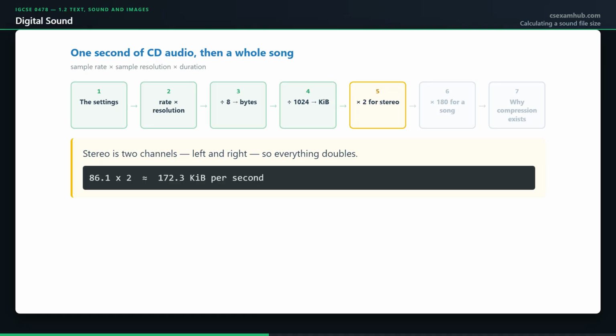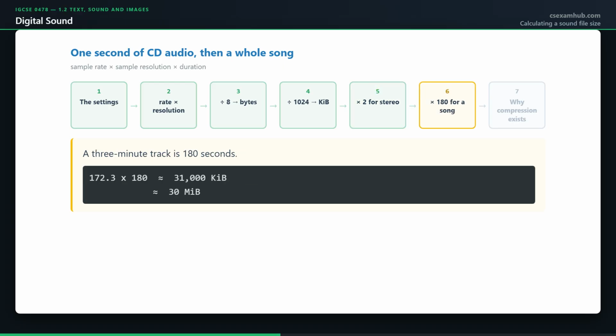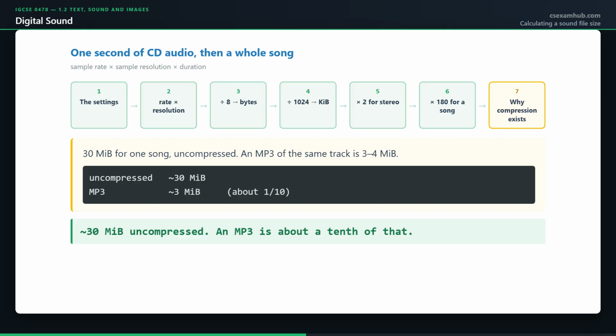Now the two things that scale it up. Stereo means two channels, left and right, so multiply by 2, about 172 kilobytes per second. And a 3-minute song is 180 seconds, so 172 times 180 gives roughly 31,000 kilobytes, which is about 30 megabytes. 30 megabytes for one uncompressed song, and that number is worth sitting with because it explains the entire existence of the next lesson. An MP3 of that same song is 3 or 4 megabytes, roughly a tenth, and compression is what makes carrying music around possible at all.